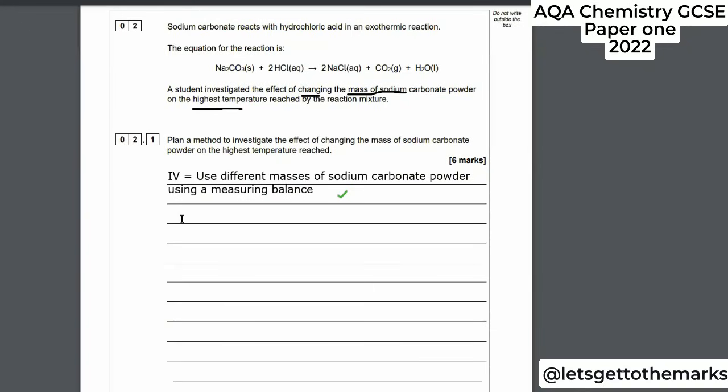Now, what we're going to do next actually is we're going to take the hydrochloric acid. We want to measure the temperature before we add the sodium carbonate. So we need to make sure we use the same amount of acid each time. And when you're using a liquid, you want to use a measuring cylinder to calculate the volume. So use a measuring cylinder to measure out the same volume of hydrochloric acid each time.